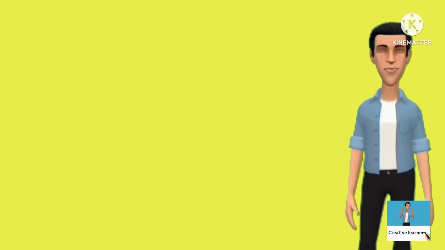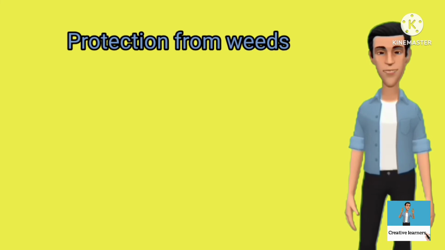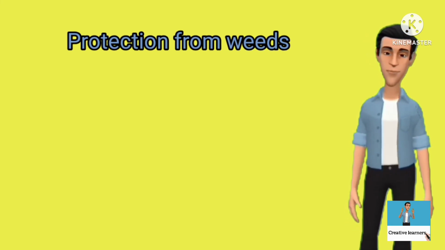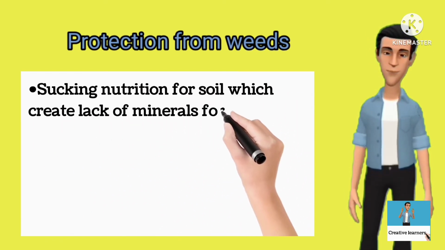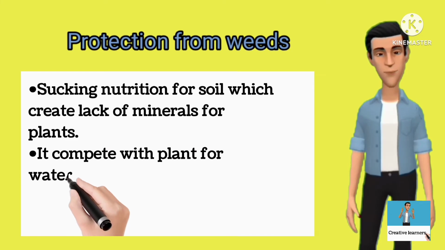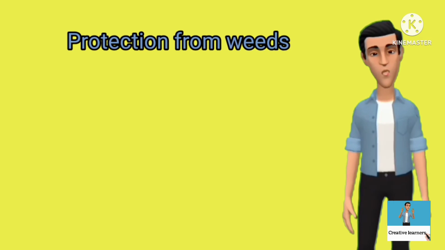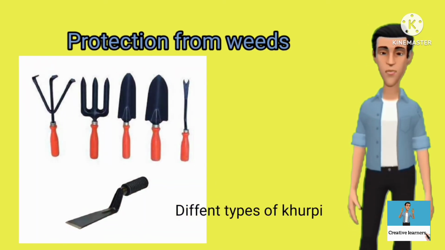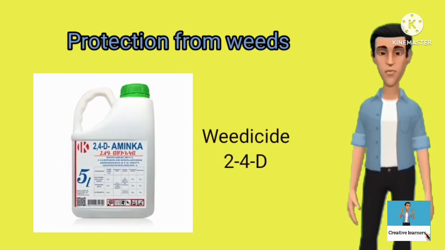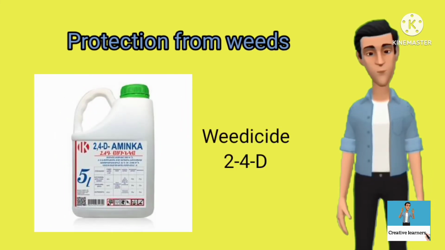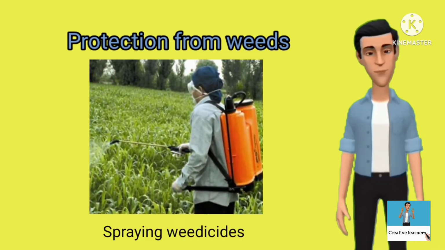So buddies, our next topic is protection from weeds. It is important to remove weeds from crops because they harm our crops by sucking nutrients from the soil, which makes the soil less fertile. They also compete with the plant, which is not good for the health of the plant. Traditionally, a tool called khurpi is used for removing weeds, but nowadays weedicides, which are chemicals used for controlling weeds, are sprayed by a normal sprayer directly onto the crops.